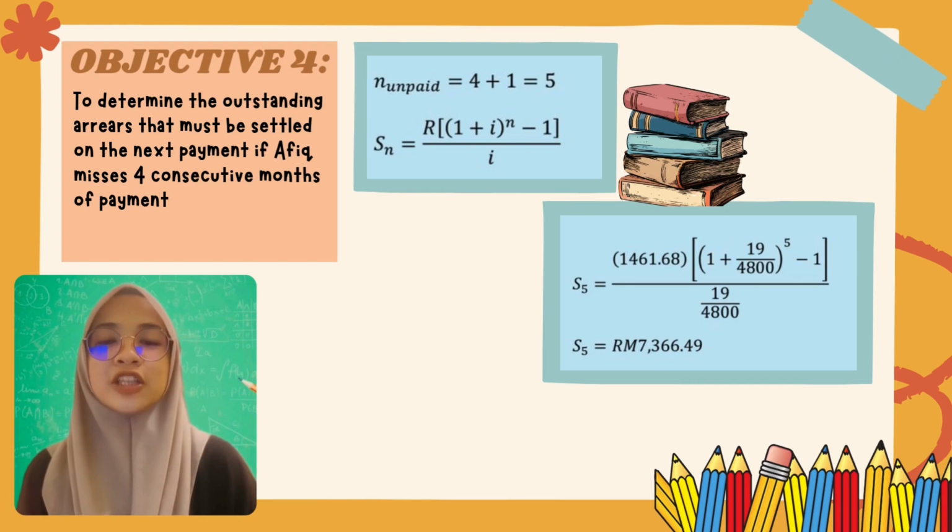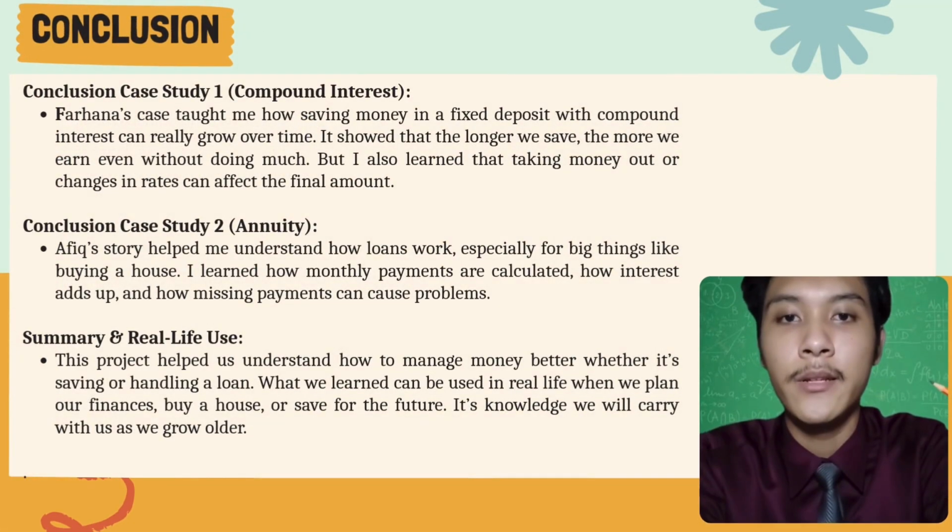So S5 equals 7,366 ringgit 49 cents. For the conclusion, case study 1 related to compound interest, we were able to conclude that Farhana's case taught us how saving money in a fixed deposit with compound interest can really grow over time. It showed that the longer we save, the more we earn even without doing much. But we also learned that taking money out or changes in interest rate can affect the final amount.